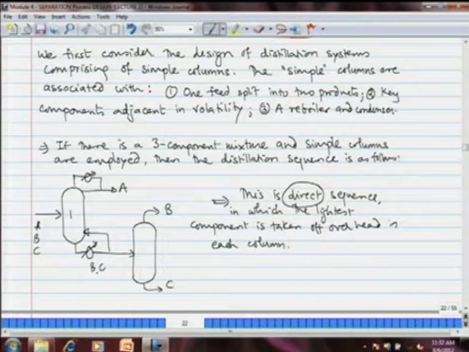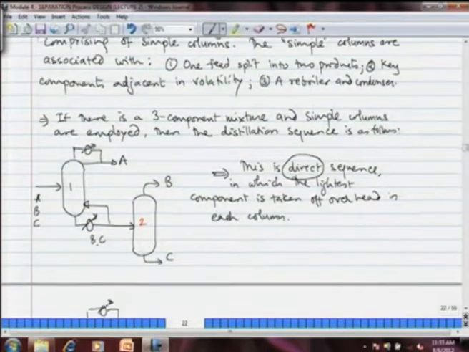So, what is shown on the screen is a 3 component mixture A, B, C, and simple columns are employed. Then the distillation sequence is as shown. First, A is separated from the mixture of B and C, and then B and C are split in the second column. This is a direct sequence, in which the lightest component is taken off overhead in each column.